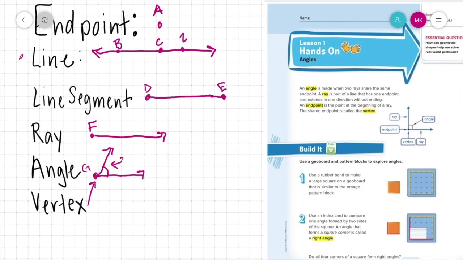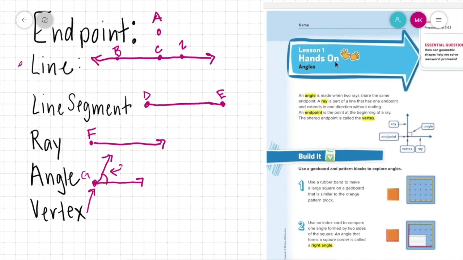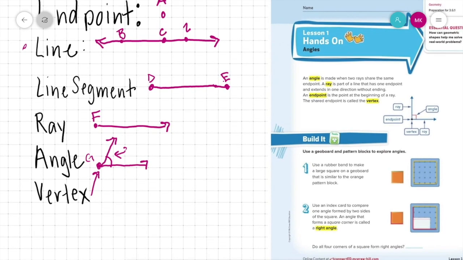A line segment starts at an endpoint and ends at an endpoint and is labeled with letters as well. A ray starts at an endpoint, so we see endpoint F, and extends on as long as it can go.